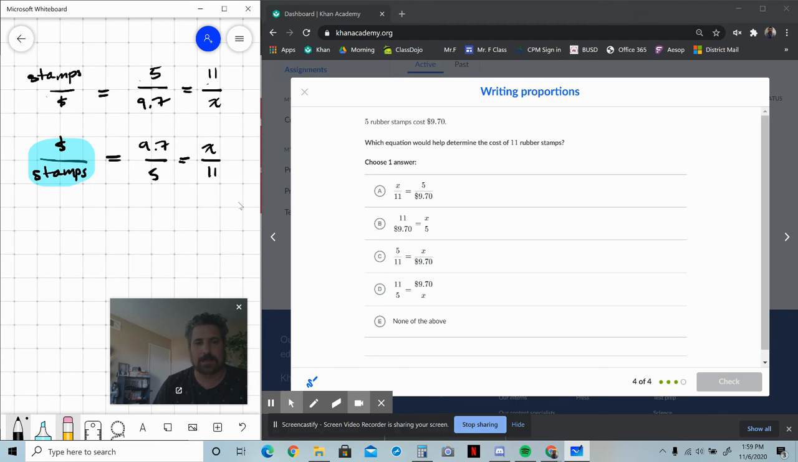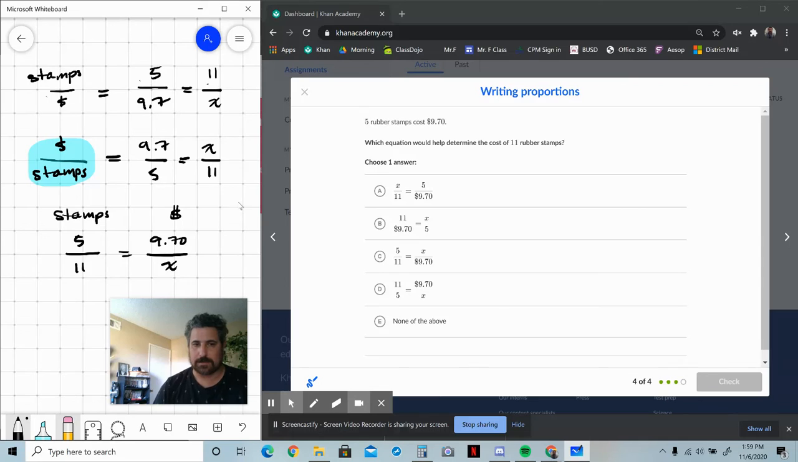So then the next thing to look at is the relationship between the stamps on the left and the dollars on the right, or vice versa. And so in this situation, you have something like this, where you've got the stamps over here and the dollars over here. And so we know that 5 stamps is to $9.70, as 11 stamps is to an unknown. That would be the way you'd set that up.